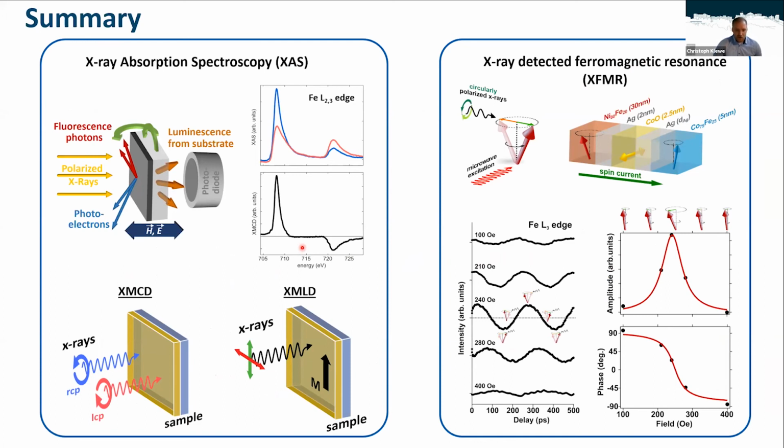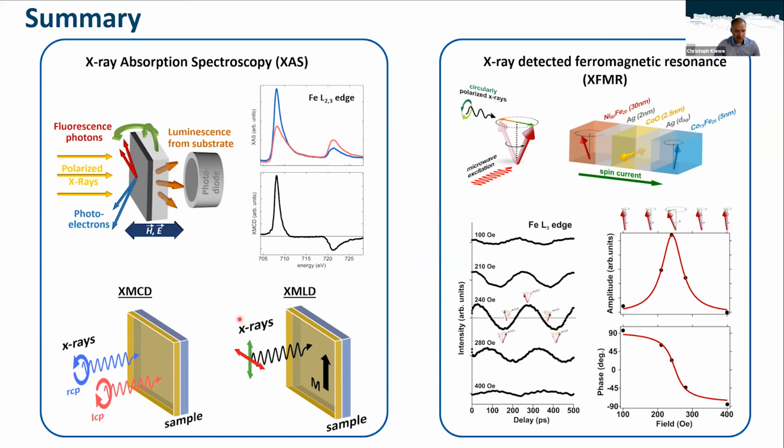So in the first part of my talk, I talked about X-ray absorption spectroscopy, and I showed you how we can use X-ray magnetic circular dichroism and X-ray magnetic linear dichroism to investigate magnetic ordering in materials, and how these effects are element, site, and valence state specific, and therefore are really powerful tools to look at complex materials and different components in complex materials individually.